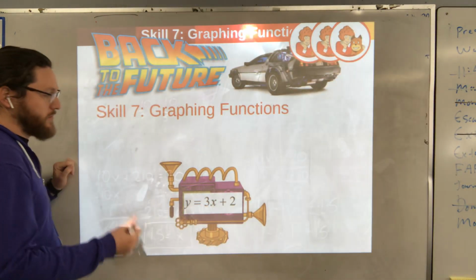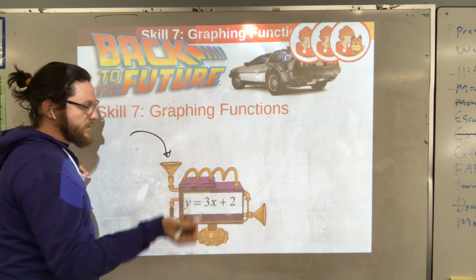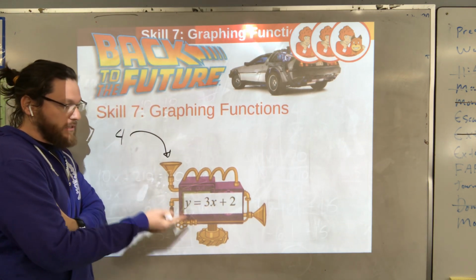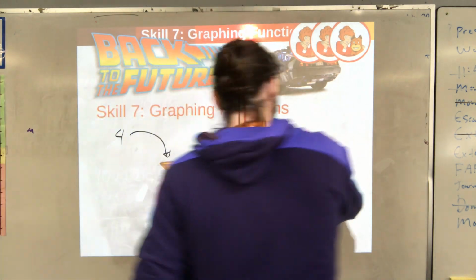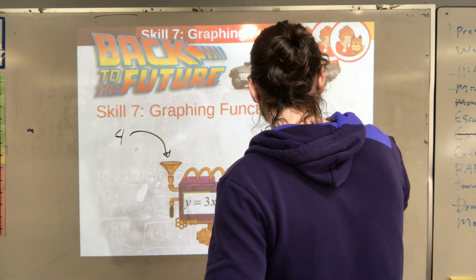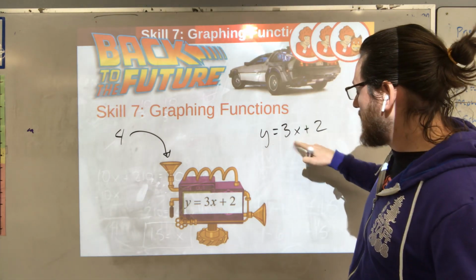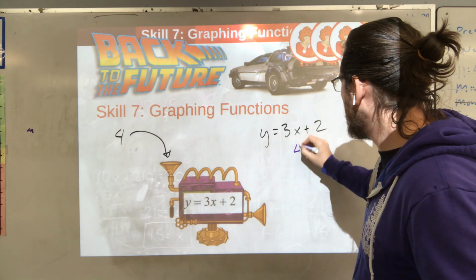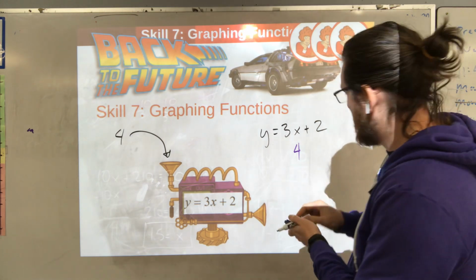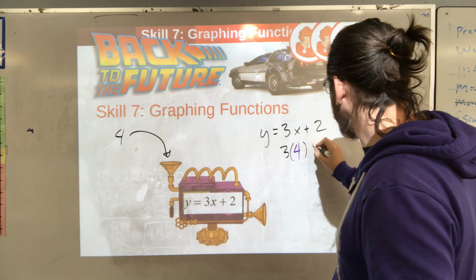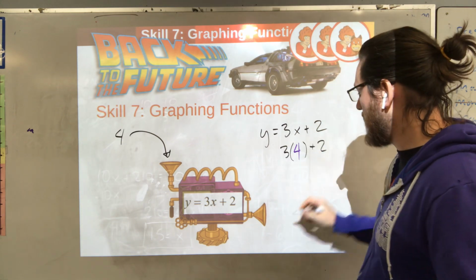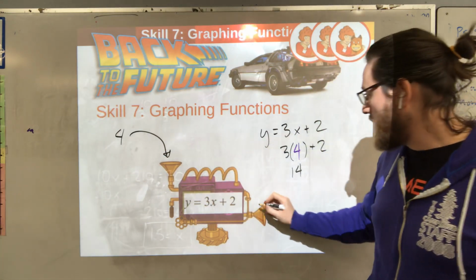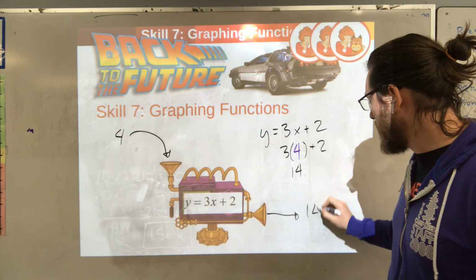So if this is my function machine and I plug in, let's say 4, just like the rewind, right? I basically just take this equation, y equals 3x plus 2, and we're plugging in for x. So instead of x, that's where my 4 goes. Times 4 plus 2. We can do that math in our head. We get 14. So when I plug 4 into this function, the number that I get out is 14.